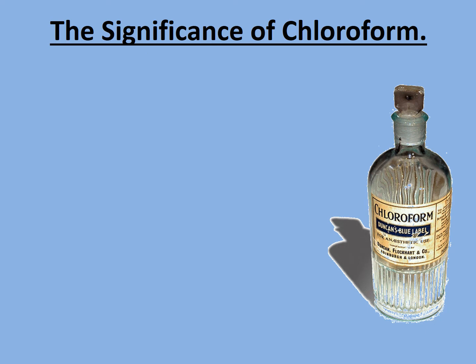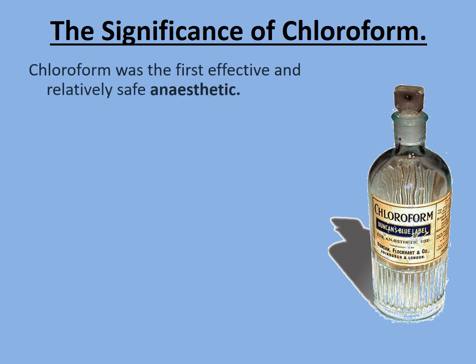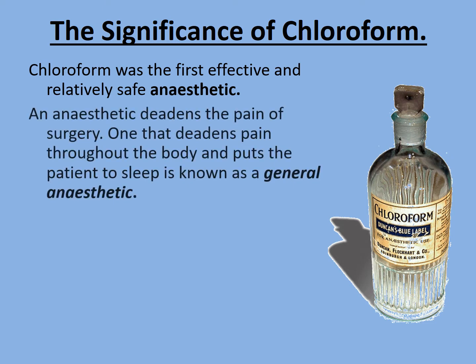What was the significance of chloroform? Chloroform was the first effective and relatively safe anaesthetic. An anaesthetic deadens the pain of surgery. One that deadens pain throughout the body and puts the patient to sleep is known as a general anaesthetic. Before you go any further, pause the video here and just make some brief notes on that and make sure you've got it clear.